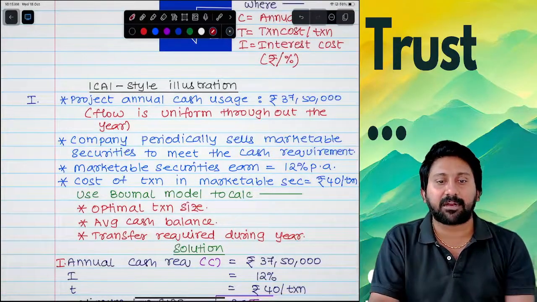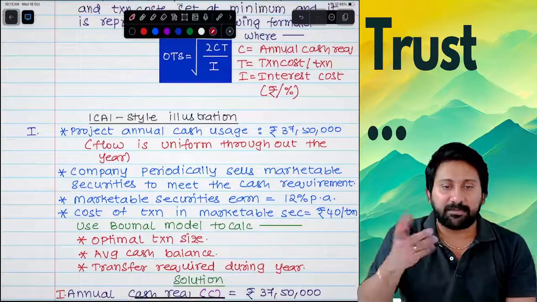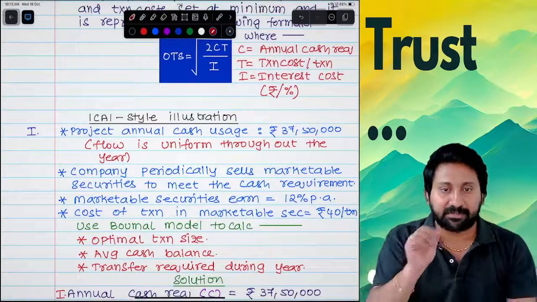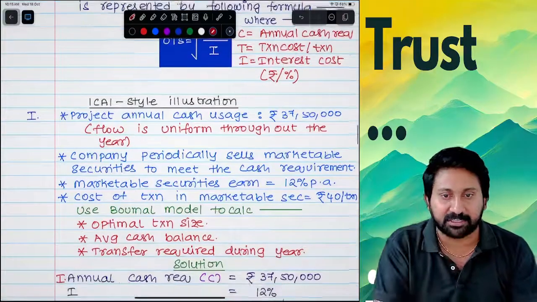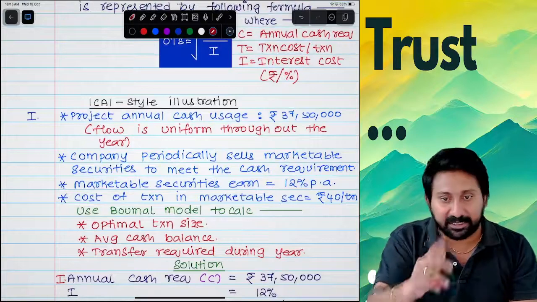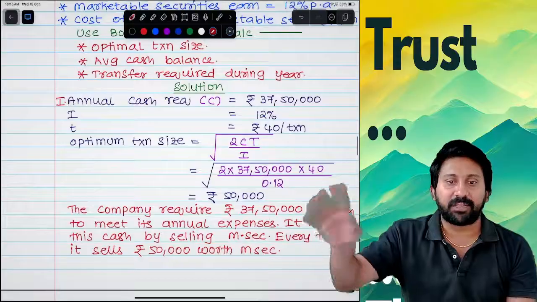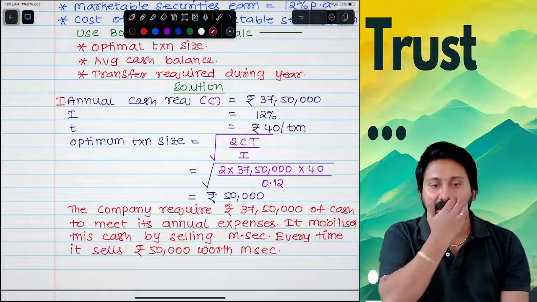First, we need to calculate the optimum transaction. What is the formula? Root of 2CT by I. You are seeing there, na? C means what? Annual consumption. How much? 37,50,000 into what is the transaction cost per transaction? 40, divided by interest cost, in percentage terms 0.12. The answer is 50,000. How to understand this?